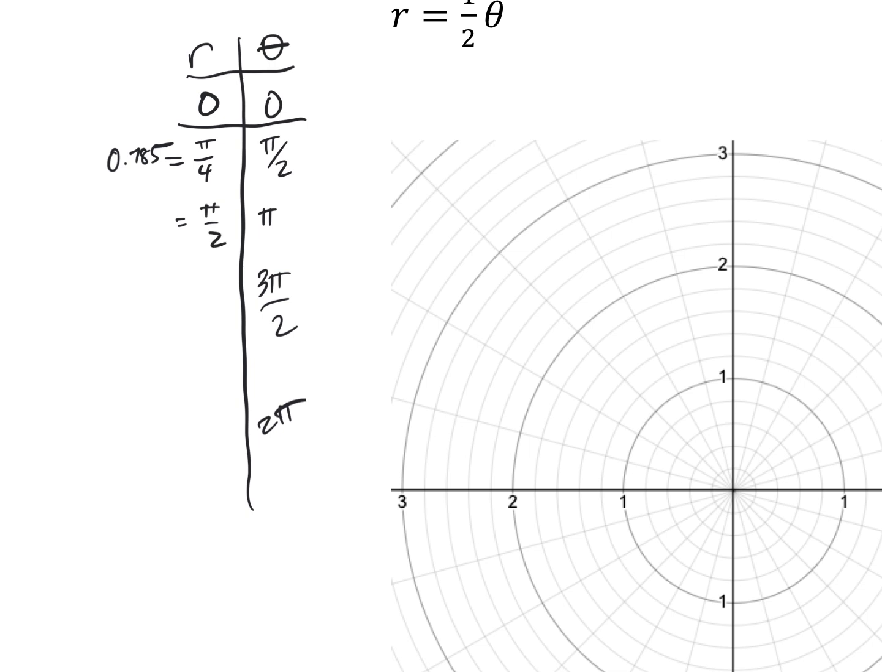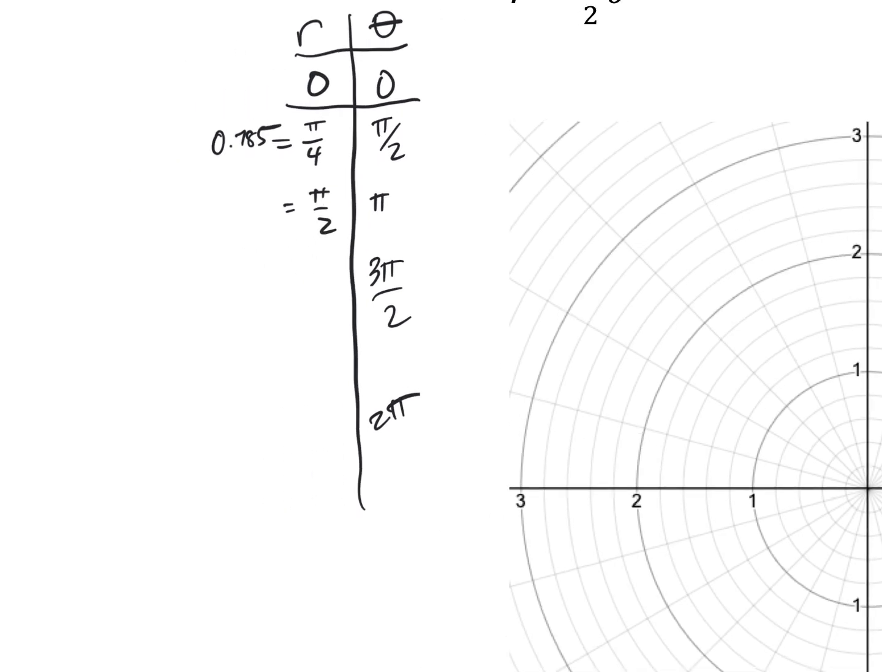If theta is pi, my radius would be pi over 2, which is 1.57. If theta is 3 pi over 2, my radius is 3 pi over 4, which is 2.35. And then 2 pi, which I'm pretty sure is approximately 3.14.